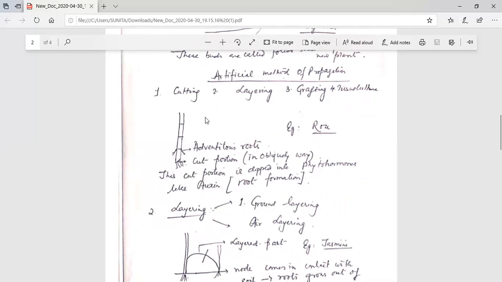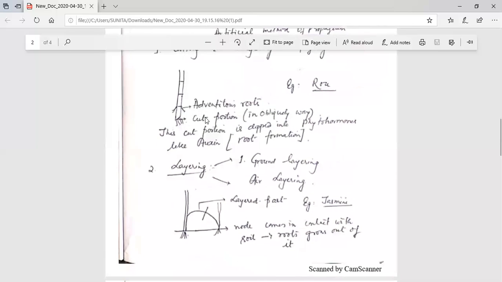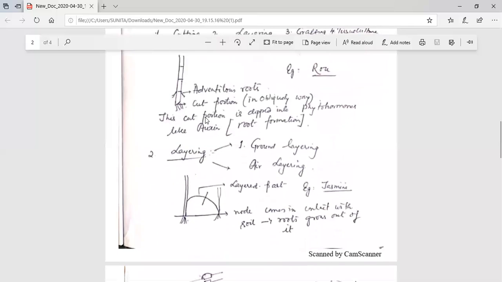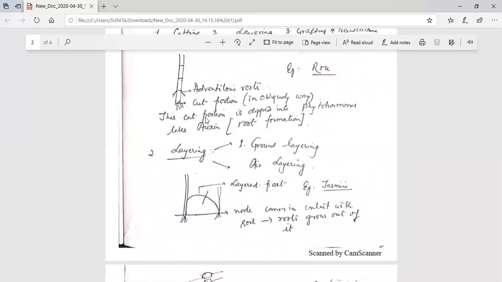So we have to choose a stem and plant it in soil, but we have to keep in mind that the part should have a bud, which is going to grow into a new plant.